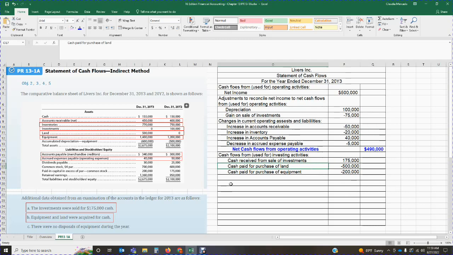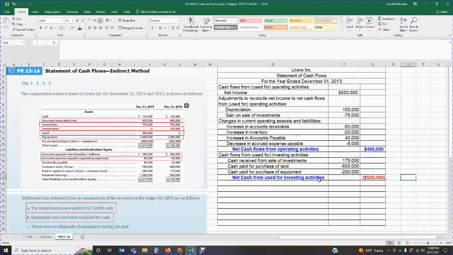So those are the three things that happened. Now we can calculate, let me do it up here, our net cash flows used for investing activities. We're going to add those three together and let's see what we get. So we get a negative 525. Let me format this over here. That way we can see this is my other section.